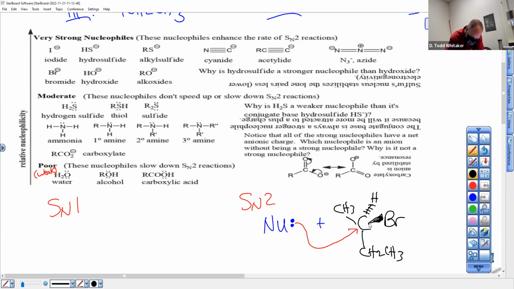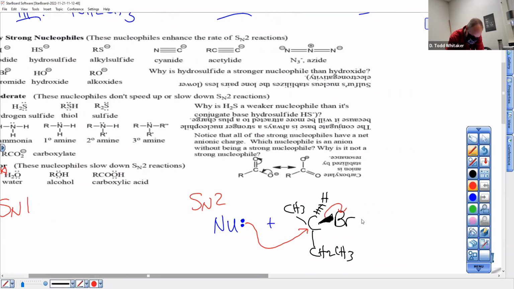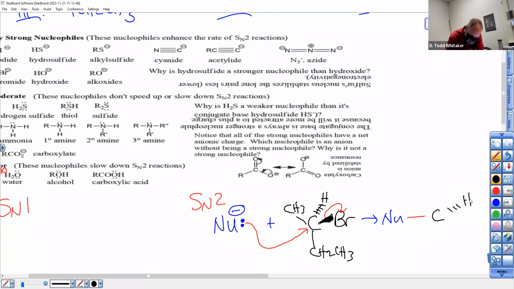This leaving group leaves. And here's your whole mechanism in a nutshell. New bond from the nucleophile. We'll say it was an anion. So when it's got its new bond, it's not an anion anymore. H got pushed way over here. CH3 is up here now. CH2CH3 here.